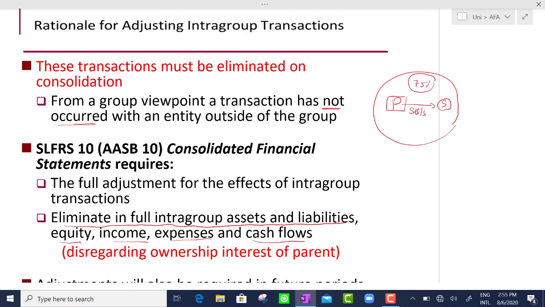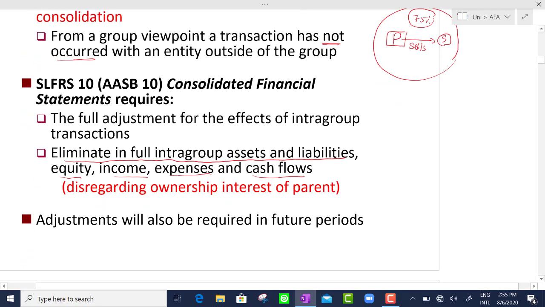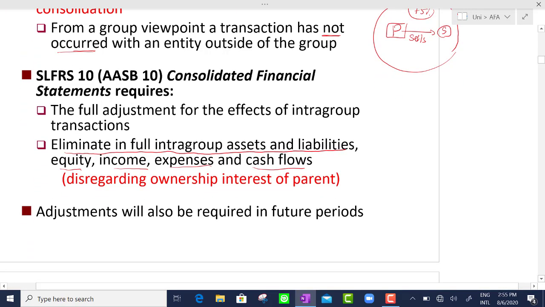So remember, disregarding the ownership interest, we have to eliminate in full the intergroup assets, liabilities, equity, income, expenses and cash flows. Okay. Adjustment will also be required in future periods. Depending on the transaction, we may have to make adjustments in the future periods as well.